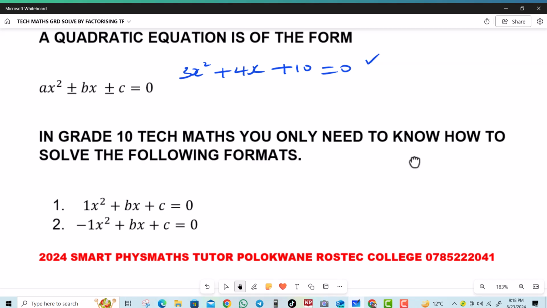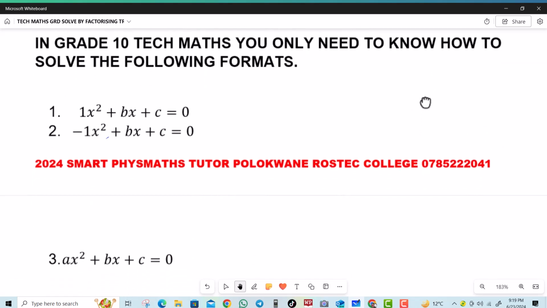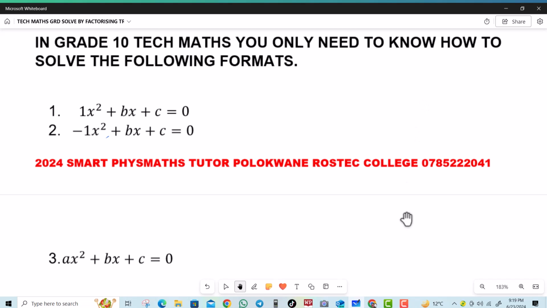We are going to look at equations of the form 1x squared plus bx plus c equals 0. Also in the form negative 1x squared plus bx plus c equals 0. Also the other one is of the form ax squared plus bx plus c equals 0. I'll give you an example of each one. Here we can have an example of x squared plus 4x plus 6 equals 0. That's for the first form.